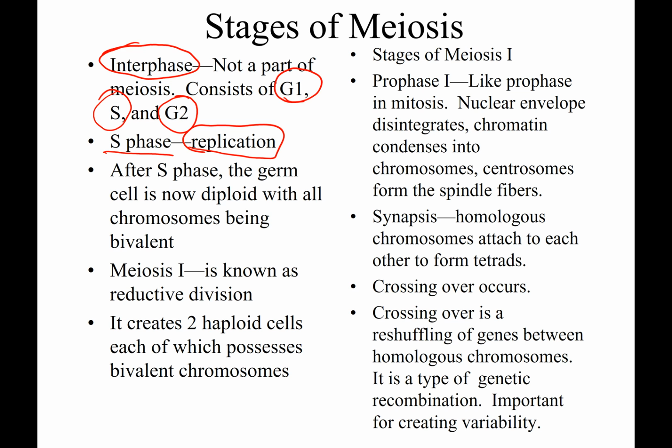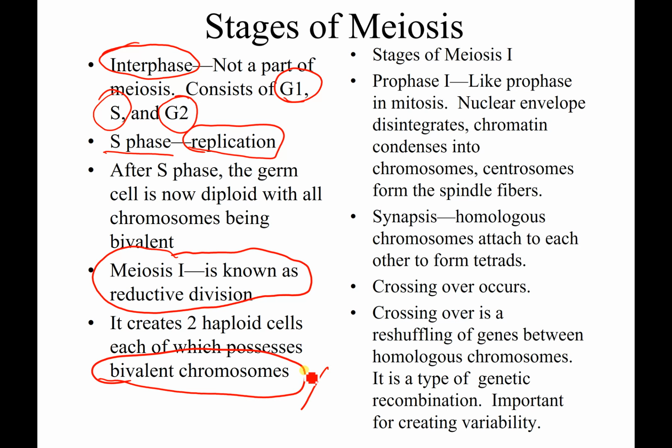After S phase has happened, the germ cell, it's always a diploid cell, is a diploid cell now, and if you could see them, all the chromosomes would be bivalent after S phase of interphase. As I said a minute ago, meiosis I is known as reductive division because it's going to start with one diploid germ cell, and by the time it's over, you'll have 2 haploid cells. And those 2 haploid cells will have bivalent chromosomes at the end of meiosis I. Chromosomes that consist of 2 chromatids, like so.